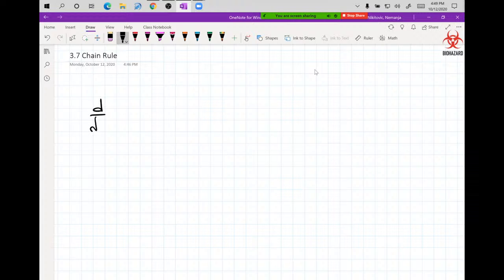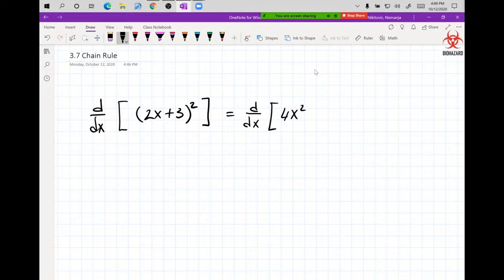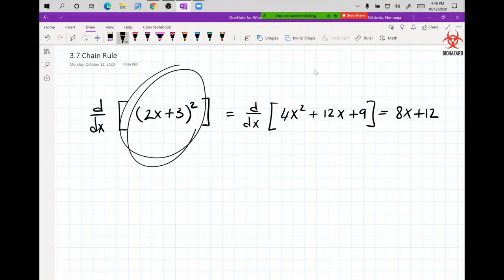So when you have the derivative of, let's say, (2x + 3) squared, it's easy. You can FOIL and then just deal with the polynomial. So that's going to be 4x squared plus 12x plus 9, and then you just have your 8x plus 12. So it's possible to take that derivative, but you had to do algebra to FOIL because we don't really have the technique to deal with something like this, which is function composition, right?